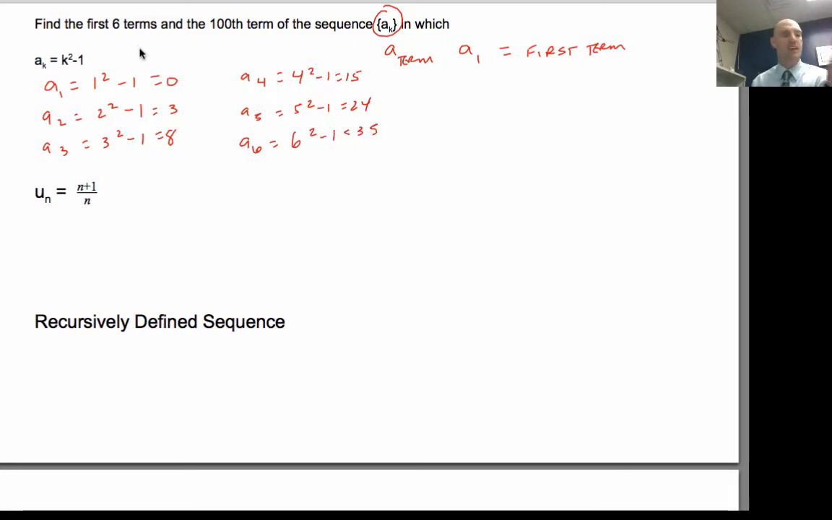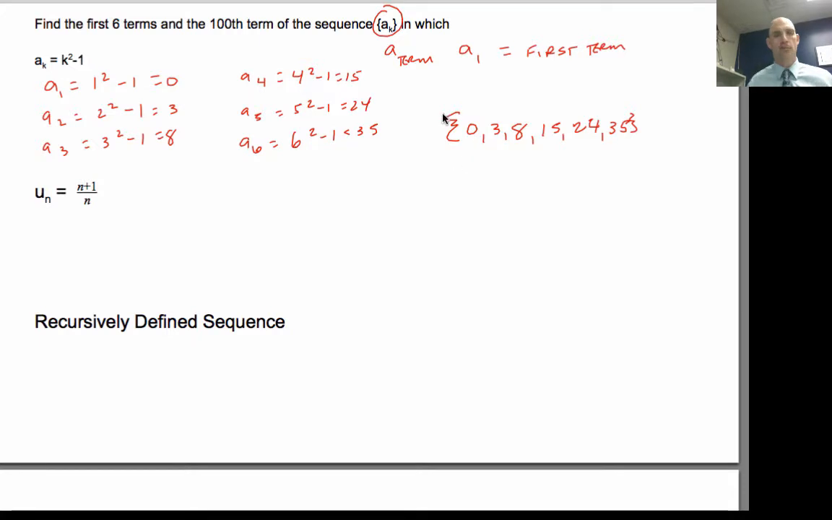So, what is my answer? My answer is 0, 3, 8, 15, 24, 35. And I put it in set notation because it's a set of answers. I've got to have all 6, okay?